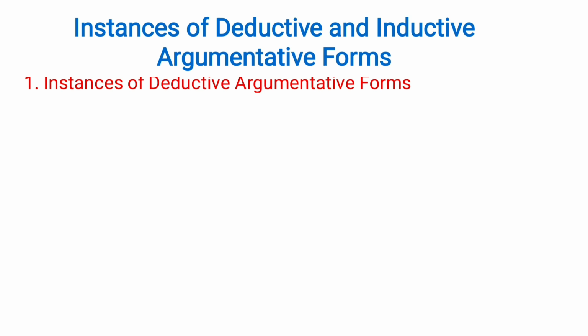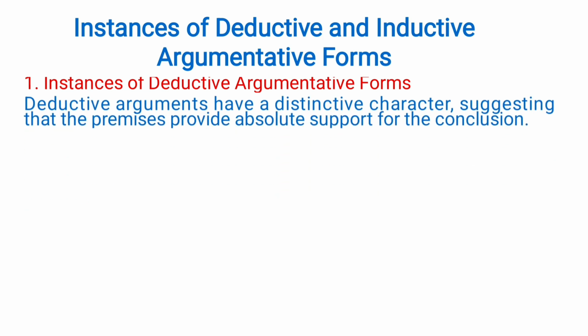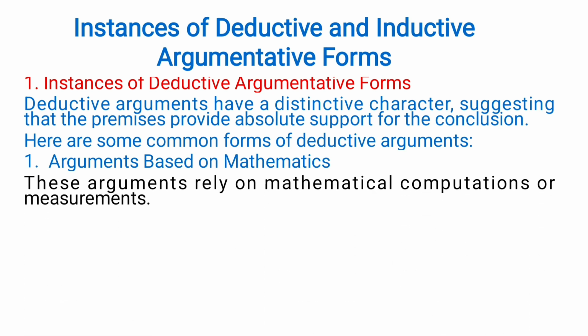Here, deductive arguments, as we have said earlier, have a distinctive character, suggesting that the premises provide absolute or certain support for the conclusion. So here are some common forms of deductive arguments. The first one is argument based on mathematics. This type of argument relies on mathematical computations or measurements.